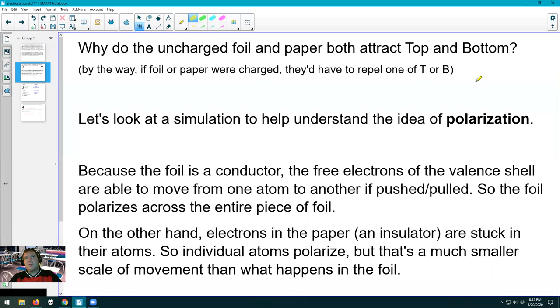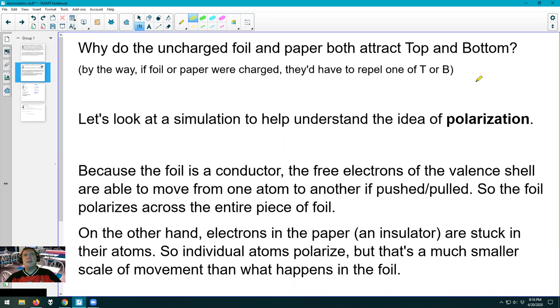Hello. I'd like for us to explore a little bit about why it is that the uncharged objects, both the foil and the paper, ended up attracted to both the top tape and the bottom tape. This is not the same kind of behavior as the top and bottom tapes, where they either attract or repel depending on what we bring near, but they're both attracted to top and bottom.